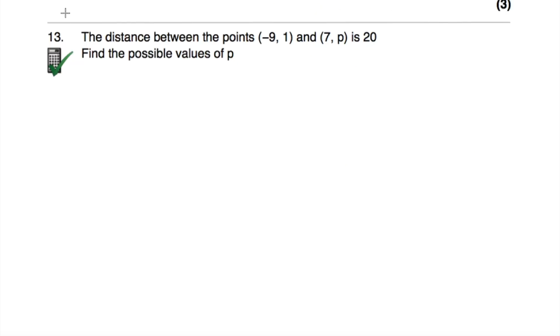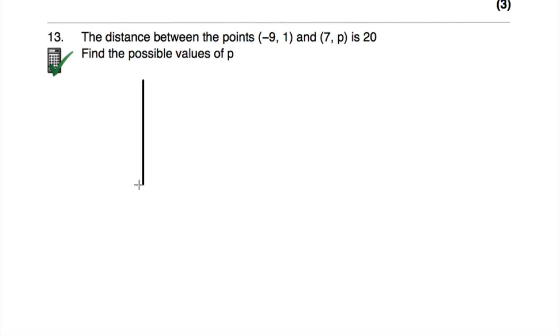Okay, so let's have a look at our next question, question number 13. Question number 13 is a bit similar to question number 12, where we've got the distance between the points -9, 1 and 7, p is 20. So we've been told the distance between these two points, and we need to find the possible values of p. So let's do a little sketch.